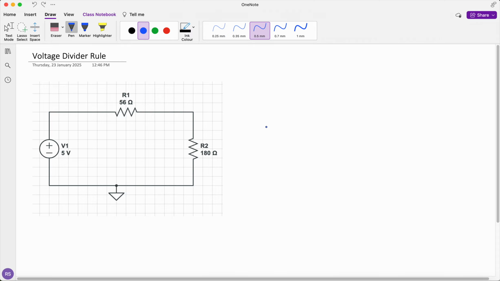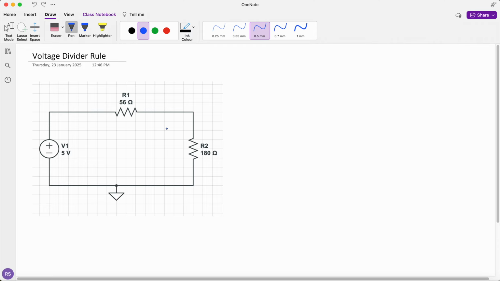Now, how do you apply the voltage divider rule? Using it, we can find out the voltage across any component within a circuit. First we need to be aware of the total voltage that is applied to the circuit, and in some cases, when you have more complex circuits, we need to look at the voltage at a particular section of the circuit.